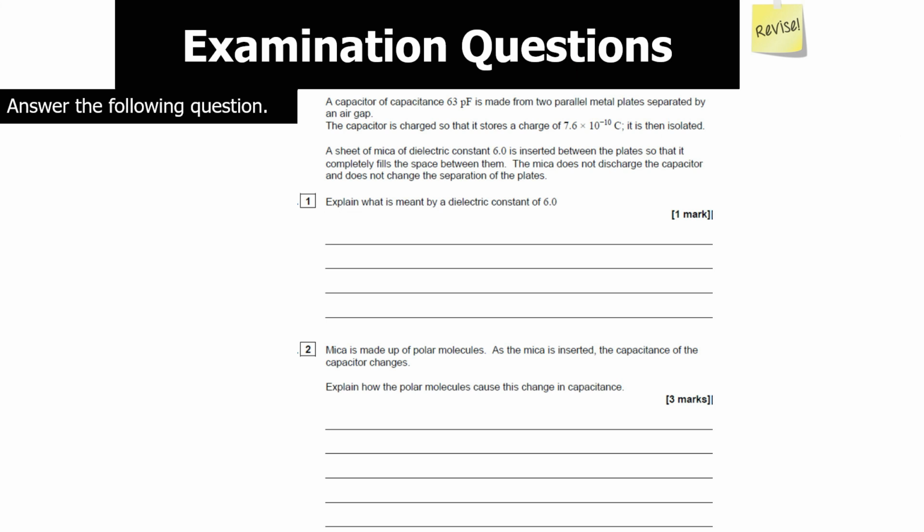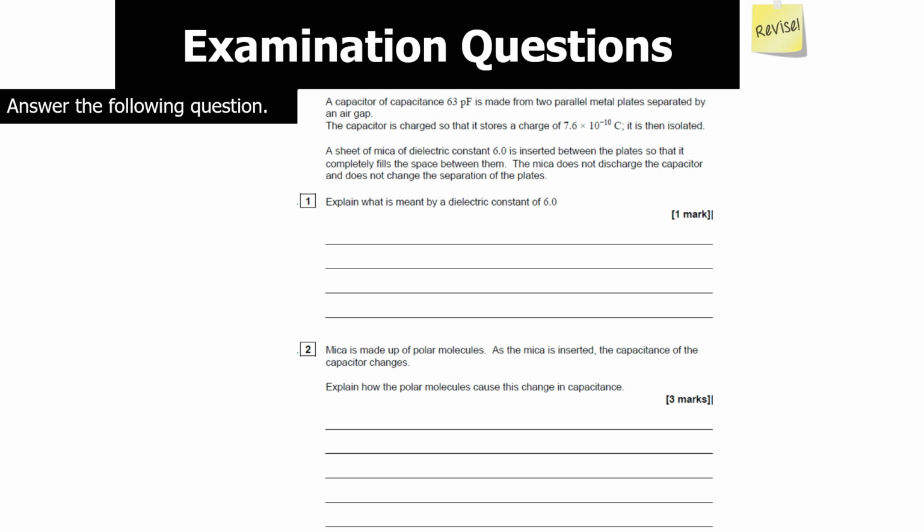So the first question says, a capacitor of capacitance 63 picofarads is made from 2 parallel metal plates separated by an air gap. The capacitor is charged so that it stores a charge of 7.6 times 10 to the minus 10 coulombs. It is then isolated. A sheet of mica of dielectric constant 6 is inserted between the plates so that it completely fills the space between them. The mica does not discharge the capacitor and does not change the separation of the plates.